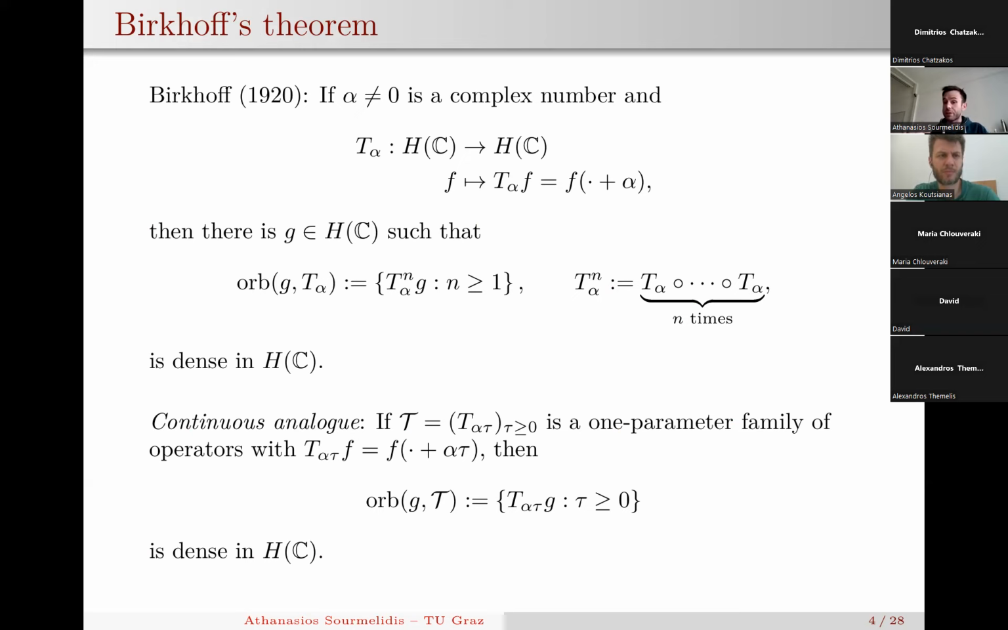But there is also the continuous version, which is, of course, also simpler to prove. You have a one parameter family of operators with index alpha tau, where tau is a positive real number. You define this one parameter family on the same space, and you send the function to the same function shifted by alpha tau. Then you can still show that this new orbit, as it is defined here, is still dense in the space of holomorphic functions H(C). Of course, this follows from the above, but I want to keep the continuous analog in mind because we will need it later.